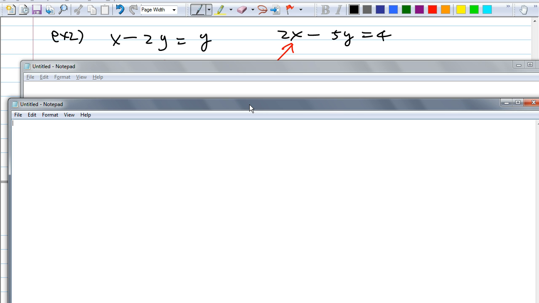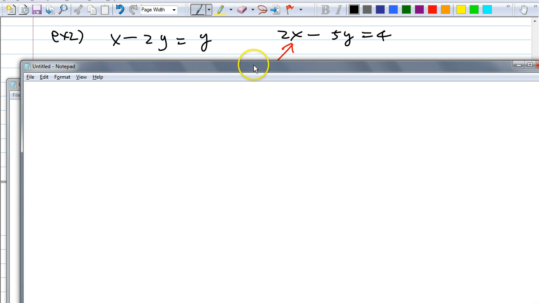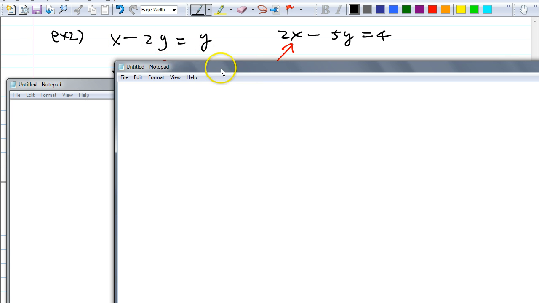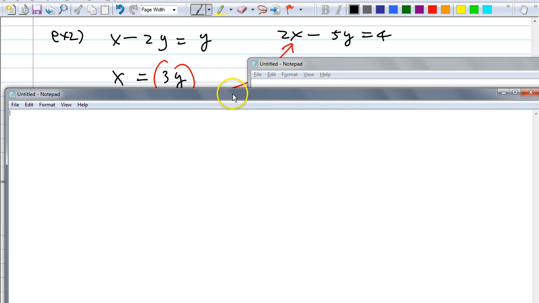Would you solve for x or y from the second equation at all? No. I wouldn't, because you get a bunch of fractions and you don't want to make it harder than it is. So okay, we will solve for x. It's easier. You add 2y to both sides. Did you all get x equals 3y?